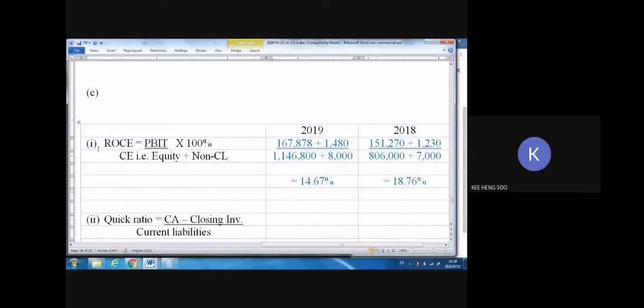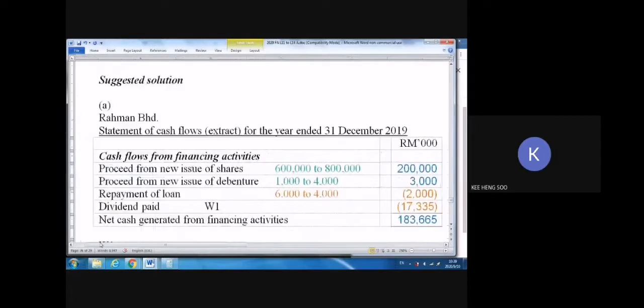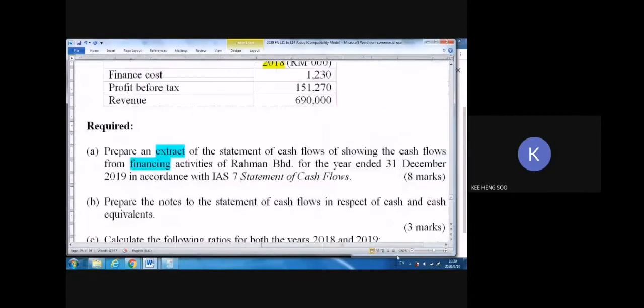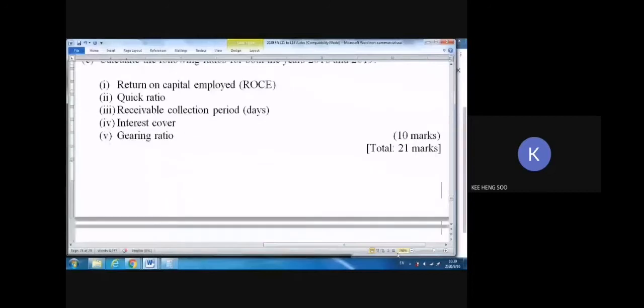Then your capital employed. This is your capital employed, that is equity and liability. Equity 1146. Equity, do you see 1146? Liability 8000. Equity and liability. Quick ratio.